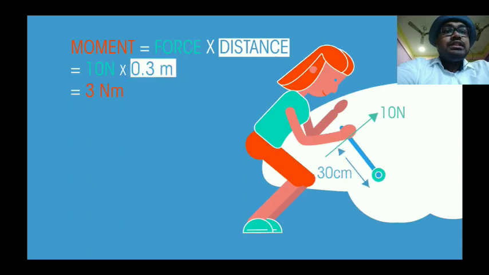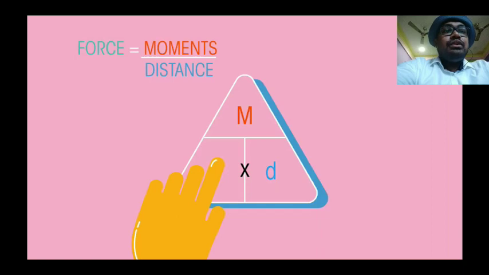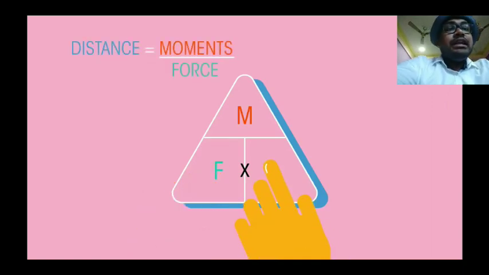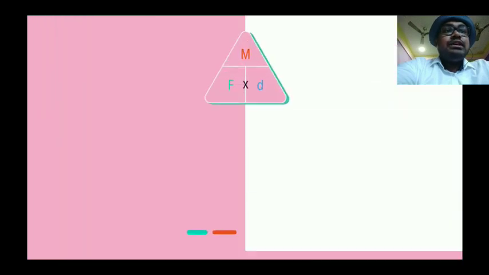Be very careful to change the 30 centimeters into meters. We can also place this formula into a formula triangle. Force equals moment divided by distance. Distance equals moment divided by force, and moment, as we already know, is force times distance.